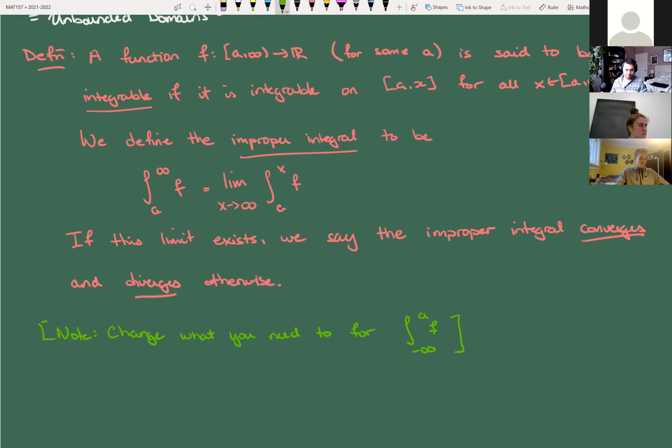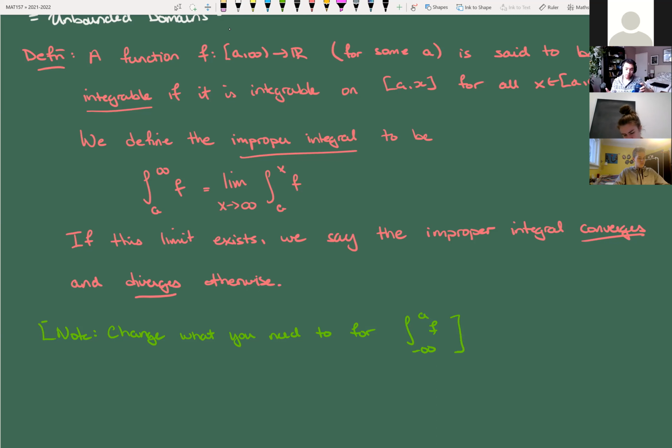But in this case, for the improper integral, being integrable does not mean that your improper integral converges, right? So the improper integral is the value of this, which could be infinity, or could just not exist. But the function is integrable if it's integrable on every compact subset, right? On everything that looks like this. So you can be integrable and not have your improper integral exist, and that's okay.